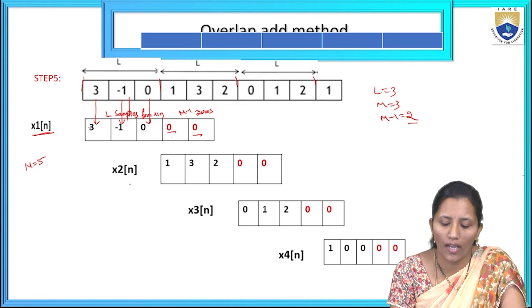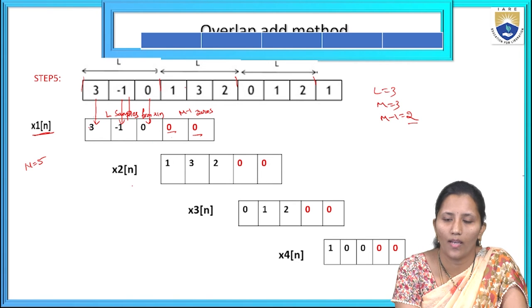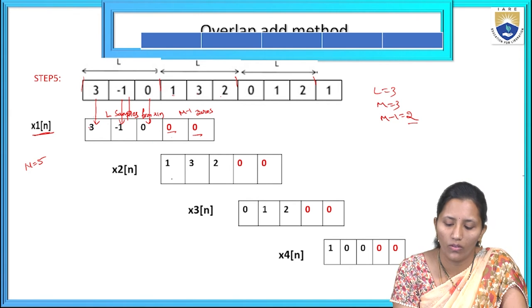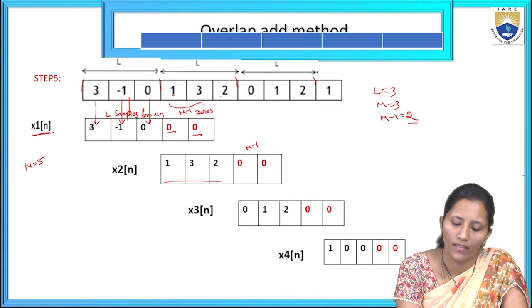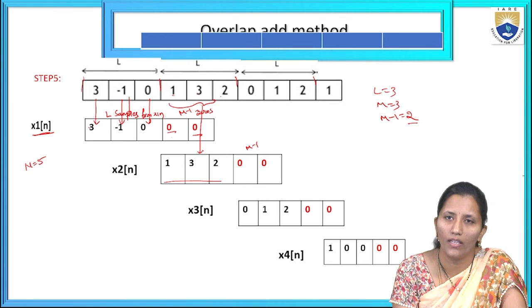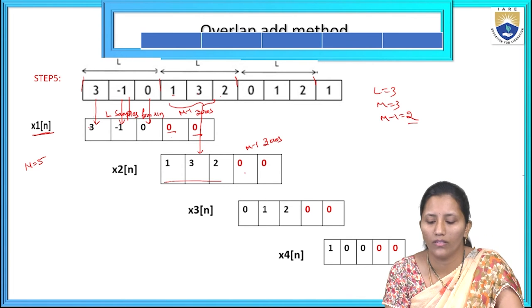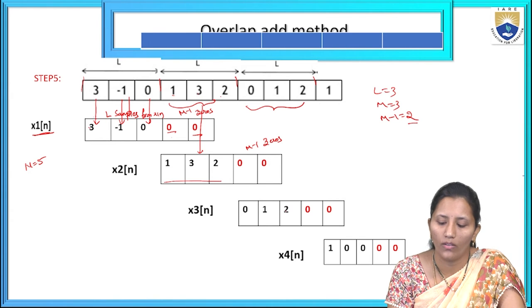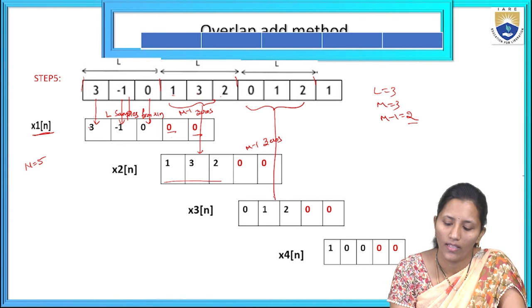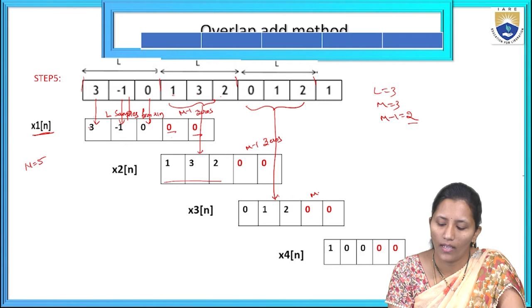Okay. So again for x2 of n, now the next new section, the new L samples are 1, 3, 2. So those L samples will come here, followed by the m minus 1 zeros. These 1, 3, 2 will come here and m minus 1 zeros will be padded here, so 0, 0. And the next L has 0, 1, 2. So here we will get the next L samples for x3 of n.